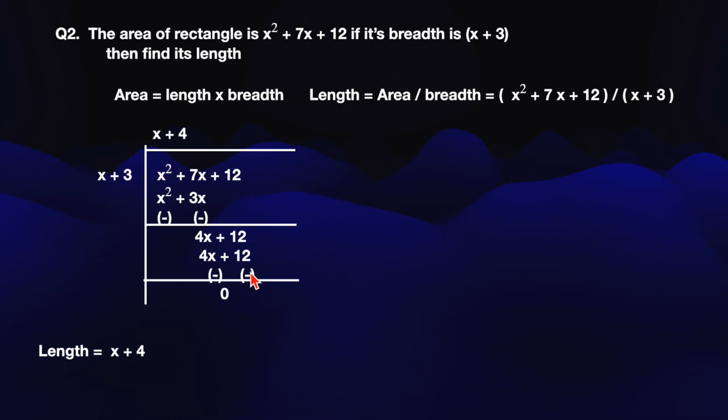Again change the sign. When you add, you get 0. So the quotient is x plus 4. So when you divide this polynomial by x plus 3, the answer is x plus 4. So this is the length. Length is area divided by breadth. So length is x plus 4.